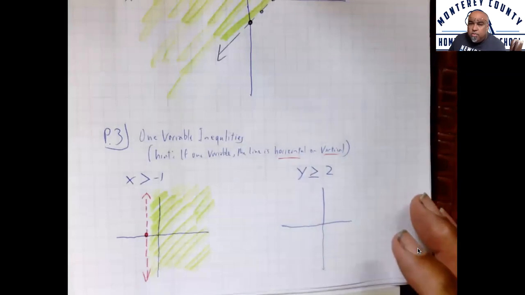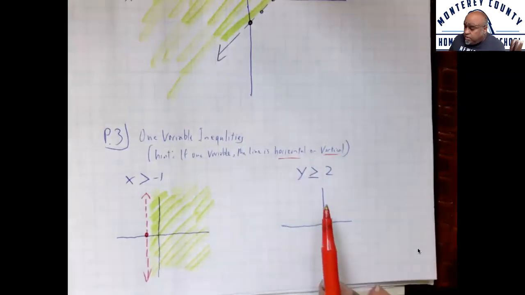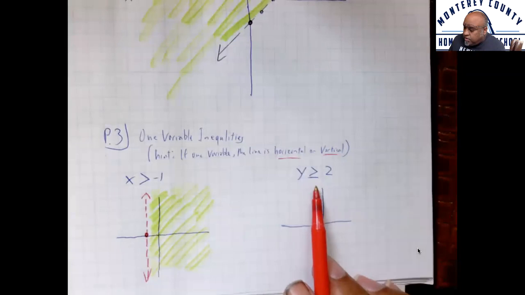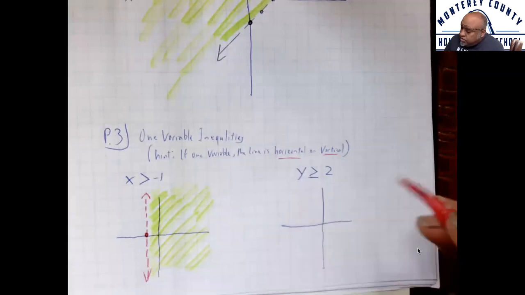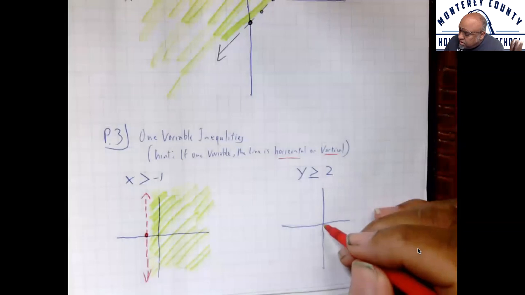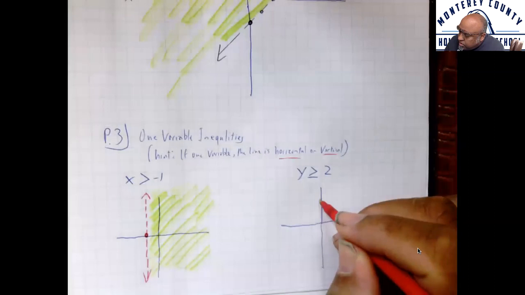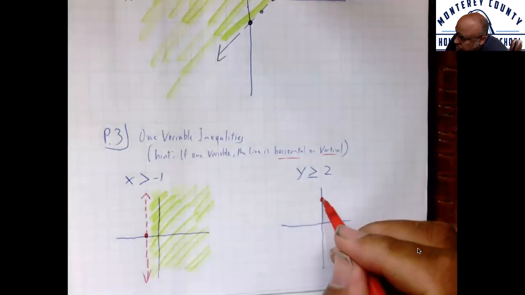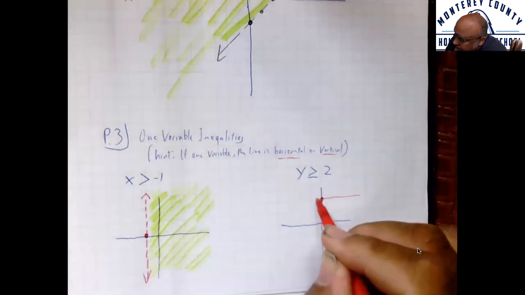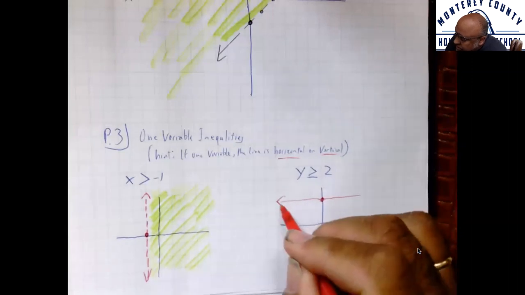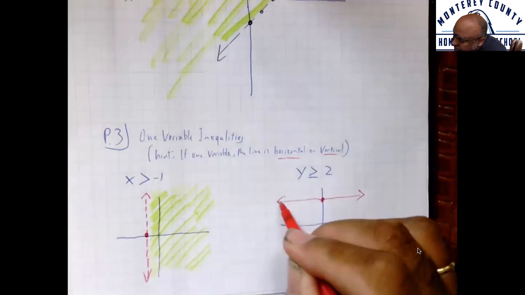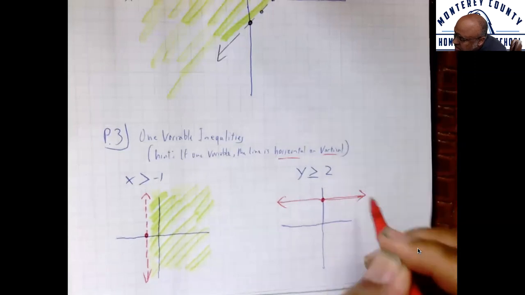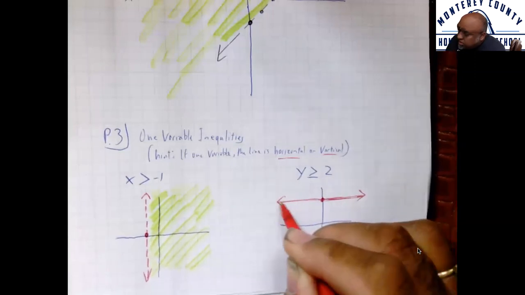Now let's go ahead and do the inequality here for y is greater than or equal to 2. So pretending that it is just an equation, I would go to 2 as my point. Then I would make a line horizontally. Now you notice I made a solid line here because I have a closed inequality. So closed inequality means closed line.